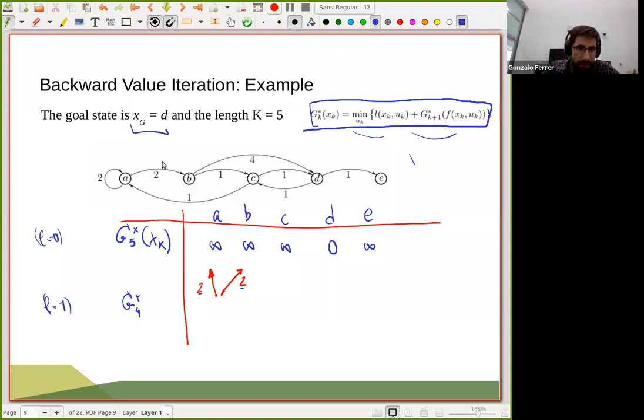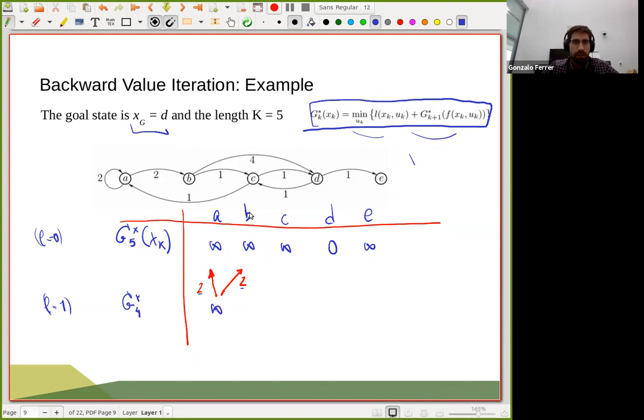So why is this happening? Basically, from A, we can only get to B, and we can only get to A, right? So there's no way for us to reach the goal. It doesn't really matter what we do for a single length 1 trajectory, this cost is going to be infinite.